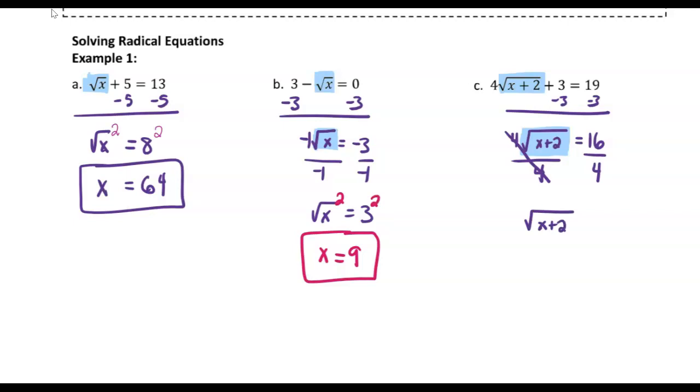So I have the square root of x plus 2 equals 4. Okay, now the square root is by itself, so now you are ready to square both sides because the squared and the square root cancel. And on this side we get 16. And so to solve, now you can subtract the 2, and you get x equals 14.